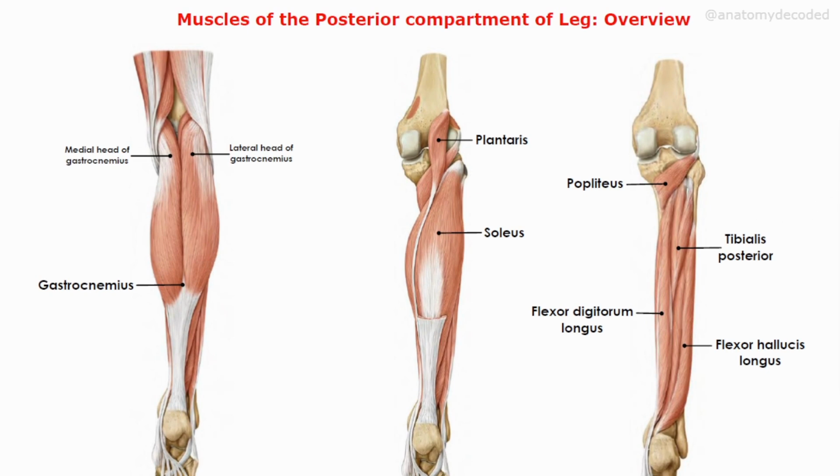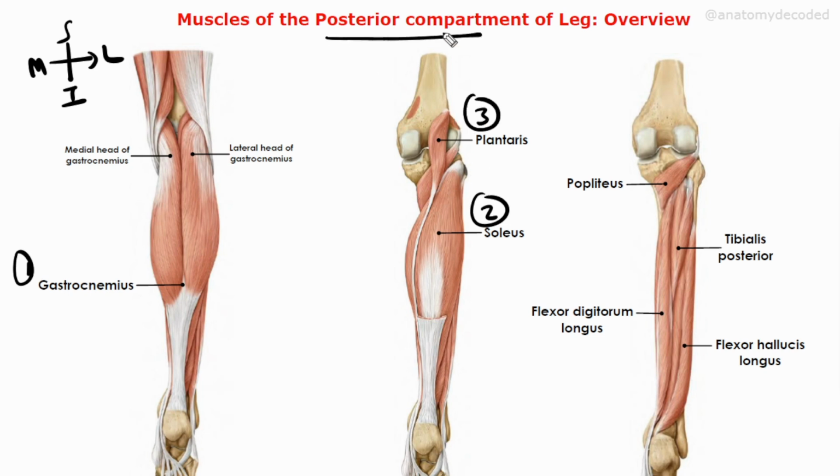This is the right-sided leg region viewed from the posterior aspect. First, orient yourself. There's a superior part, inferior part, medial and lateral. Right leg we are viewing from the posterior aspect, and as I said, in the superficial group there are 3 muscles. One is gastrocnemius, then next is soleus, and one more is plantaris. The posterior compartment is further divided into superficial and deep muscles.